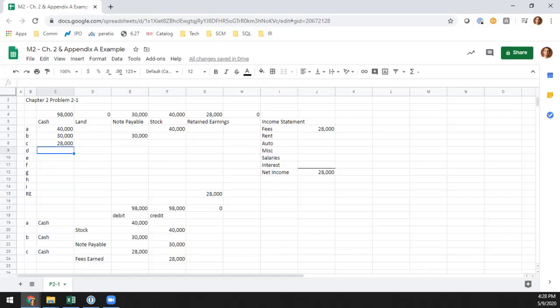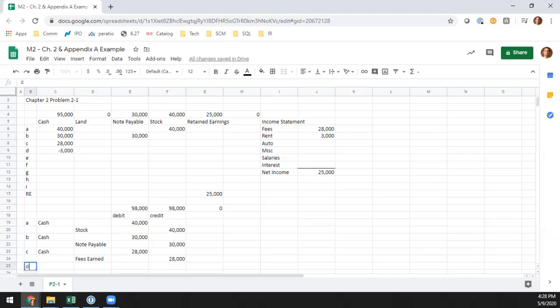Let's go up to D. We paid rent on office and equipment for the month of $3,000. So if we paid rent, we lost cash. We wrote somebody a check. So we're going to decrease our cash by $3,000, and we're going to put $3,000 in our rent here. Okay, so our integrated statement works out just fine.